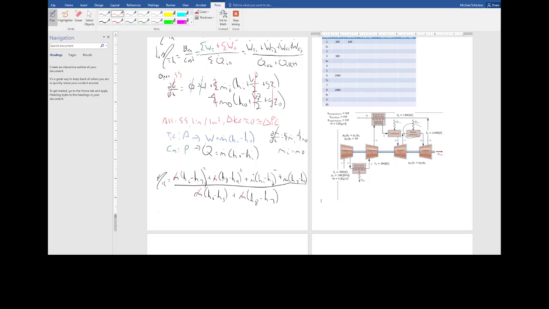All the mass flow rate factors out of the numerator and the denominator. So this is going to be H6 minus H7 plus H8 minus H9 plus H1 minus H2 plus H3 minus H4, all divided by H6 minus H5 plus H8 minus H7.